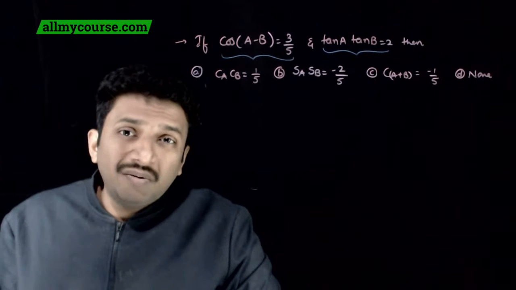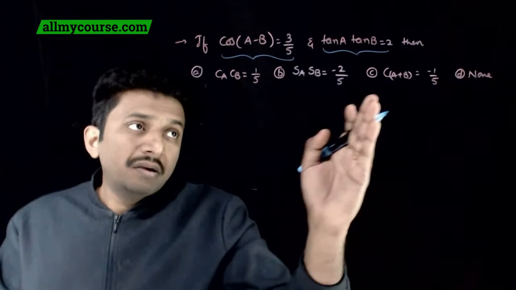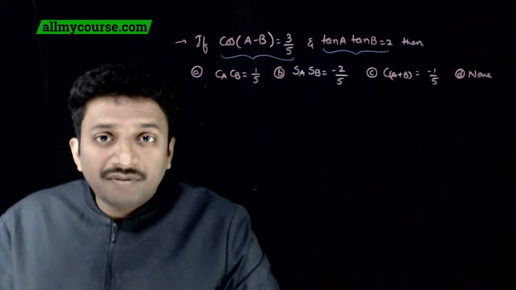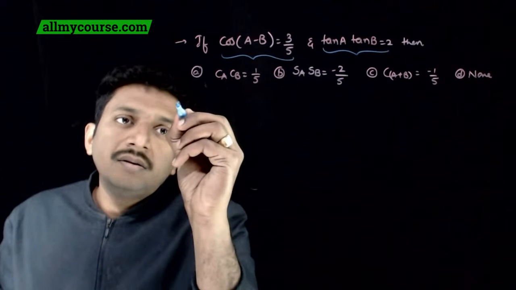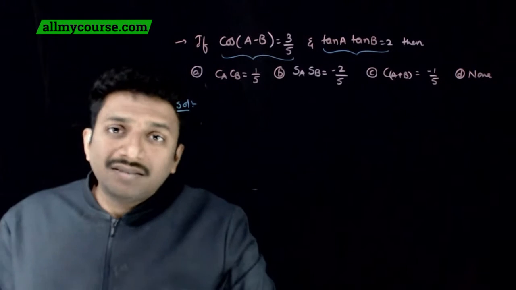Cos A cos B is equal to 1/5. Sin A sin B is equal to −2/5. Cos of (A + B) is equal to −1/5. None of this. So first let us try to analyze this.